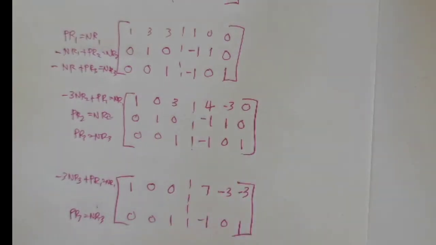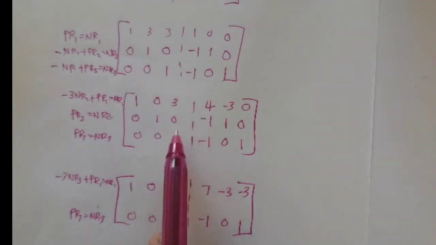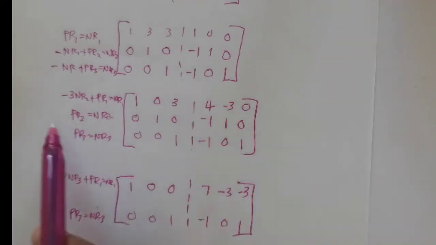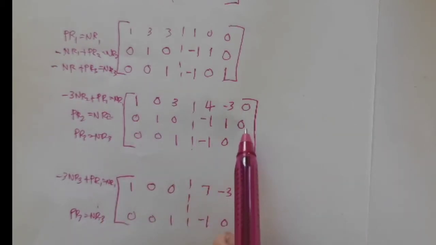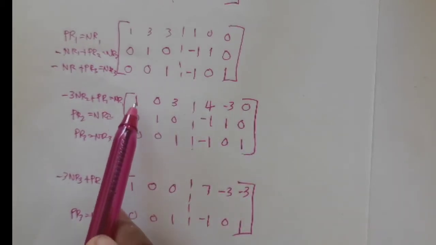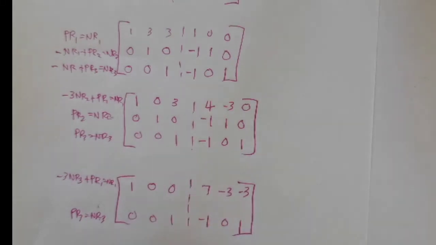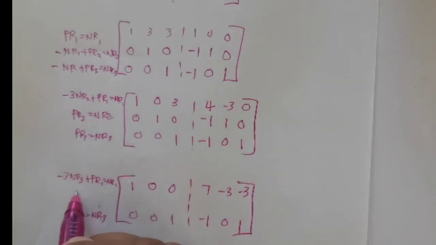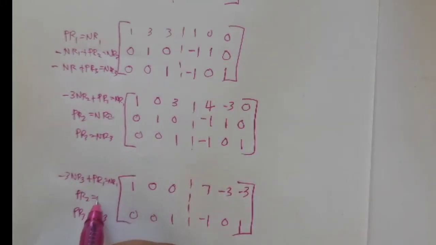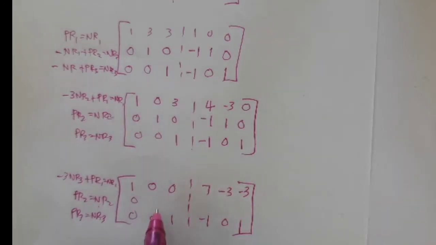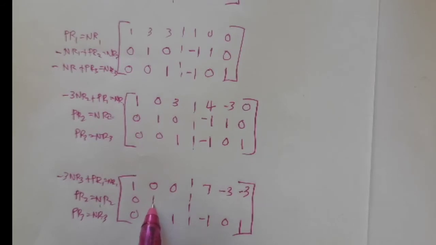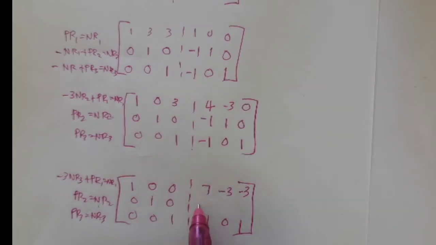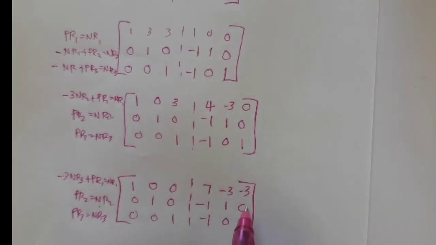Then, as you can see in the second row, it already forms the identity matrix. So I just copy also the previous row 2 entries. We have previous row 2 equals new row 2. So we have 0, 1, 0, negative 1, 1, 0.